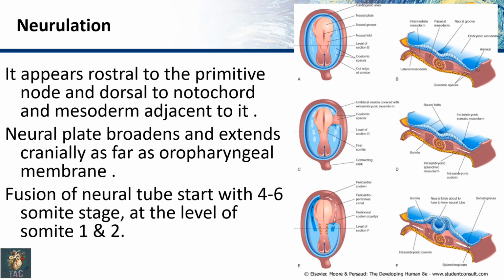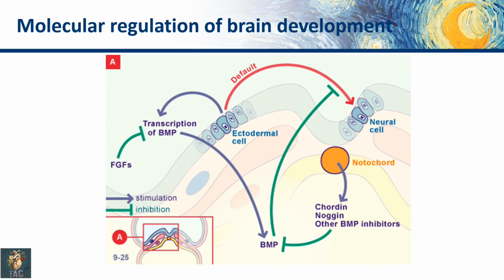In this diagram, you can see the different factors which are involved in molecular regulation of the brain development. So in this diagram, you can see this is the notochord and this is the ectoderm and different factors which are responsible. So this notochord releases factors chordin, noggin and follistatin. These three factors are inhibitors of the BMP. The BMP is bone morphogenetic protein.